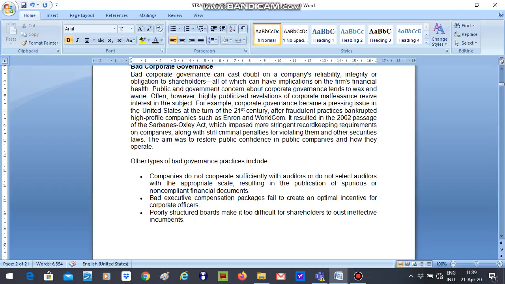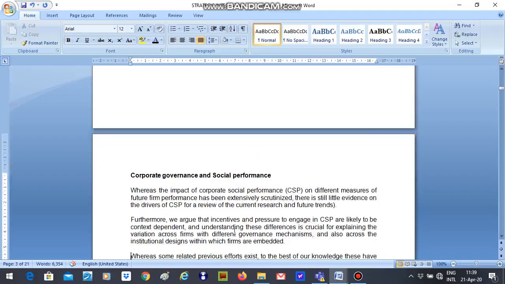You have poorly structured boards that make it too difficult for shareholders to vote out ineffective directors. So if the structure is poor, you have people who have friends on the board, and even though they are not performing, you cannot vote them out. Those are aligned to bad corporate governance.